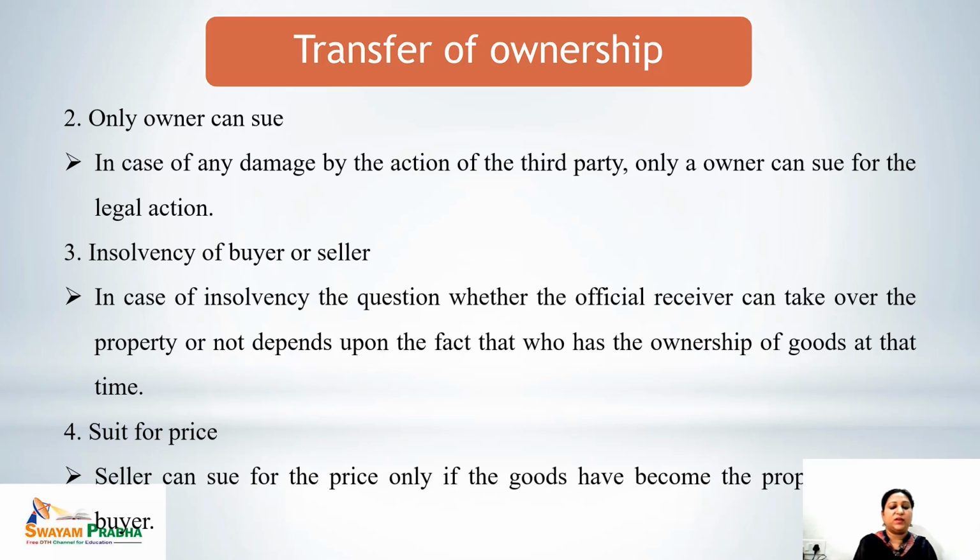In case of insolvency, the question whether the official receiver can take over the property or not depends upon who has the ownership of the goods at that time. If the buyer becomes insolvent and the buyer is not yet the owner of the goods, the official receiver cannot take the possession of the goods. But in the opposite case, if the buyer is the owner of the goods, the ownership having been transferred in the name of the buyer, and the buyer becomes insolvent, the official receiver or assignee can take the possession of the goods under him.